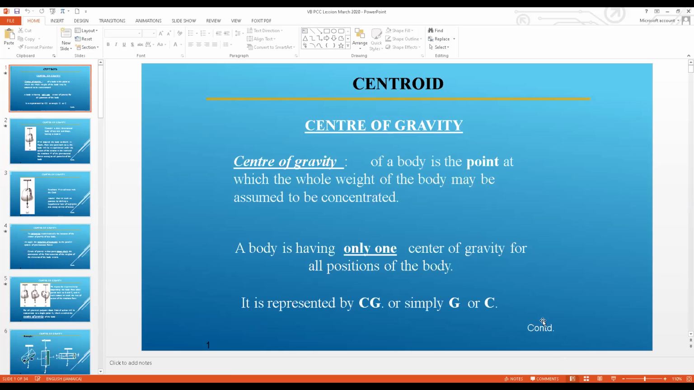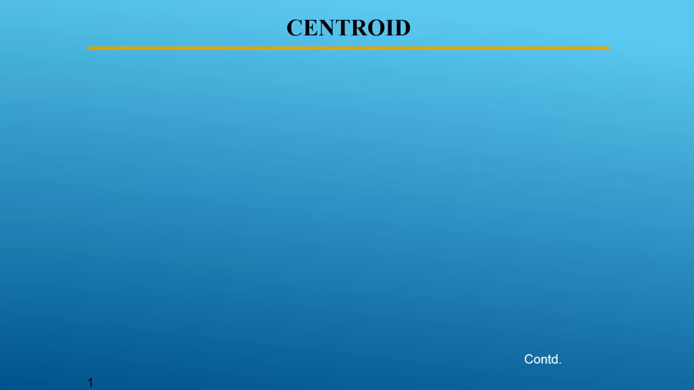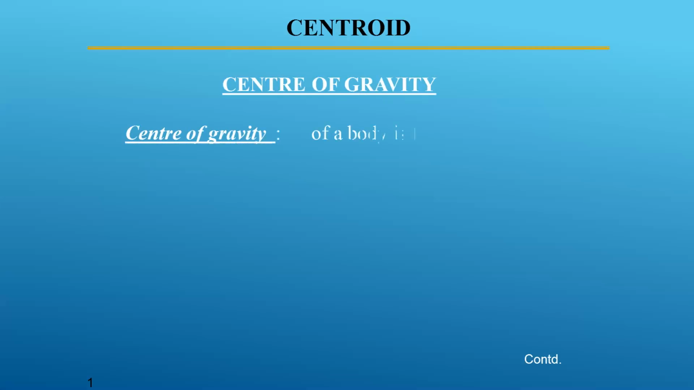So, center of gravity. The center of gravity of a body is a point at which the whole weight of the body may be assumed to be concentrated. A body has only one center of gravity for all positions of the body, represented by CG or simply G or C, right?